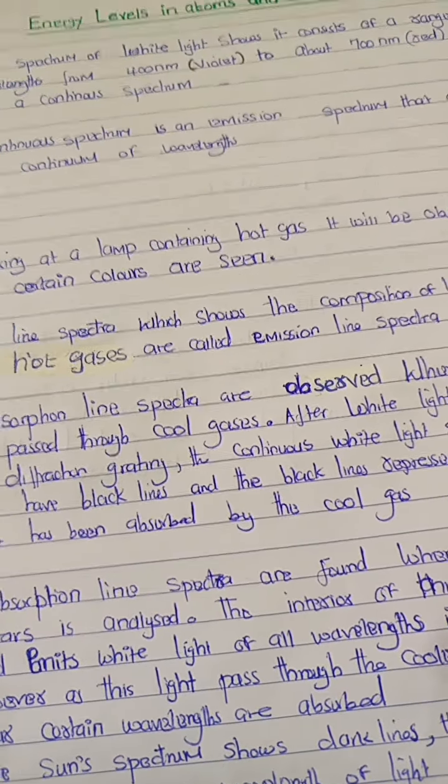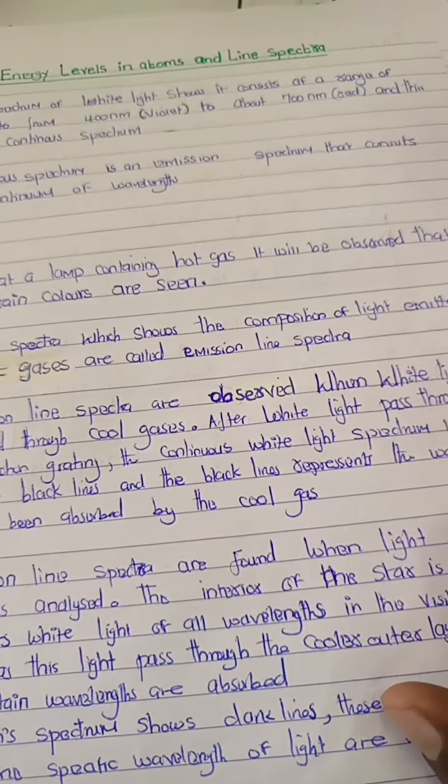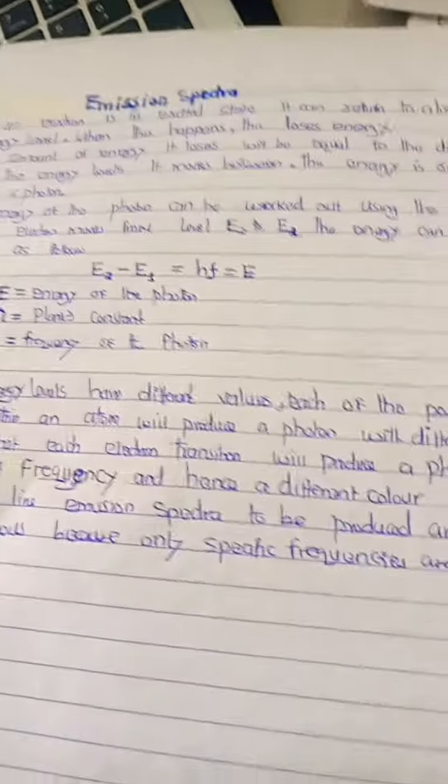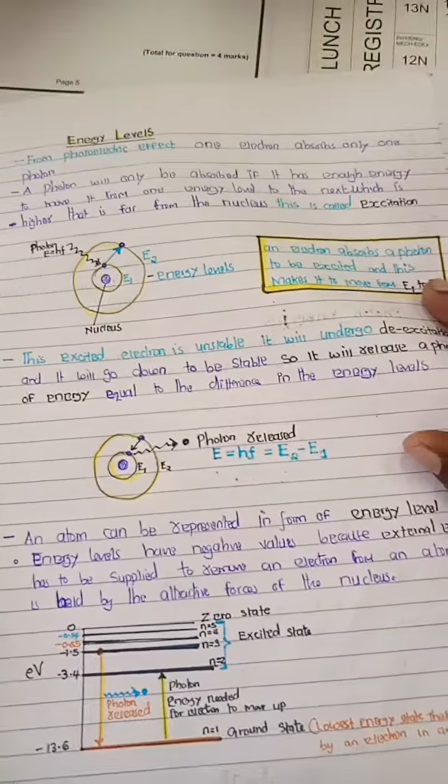The next concept is about energy levels, and that's the line spectra, emission spectra, and also you need to understand the absorption spectra. Energy levels is another area that you have to understand.